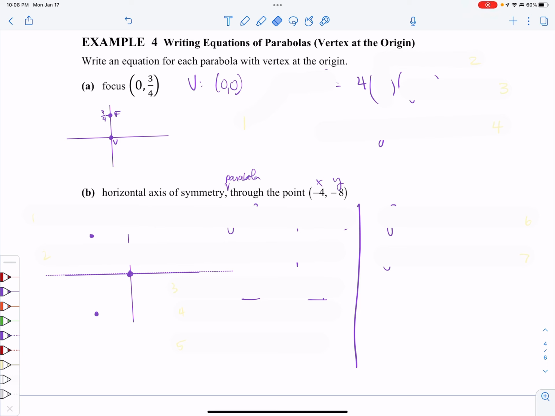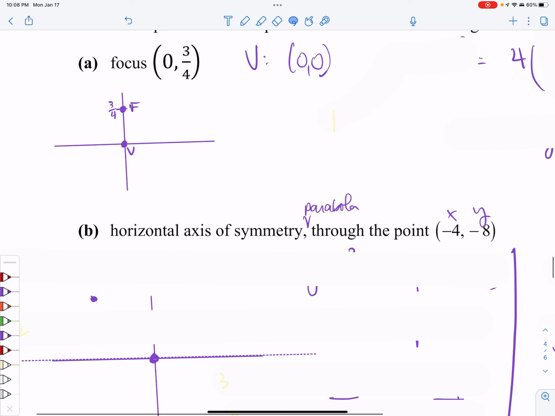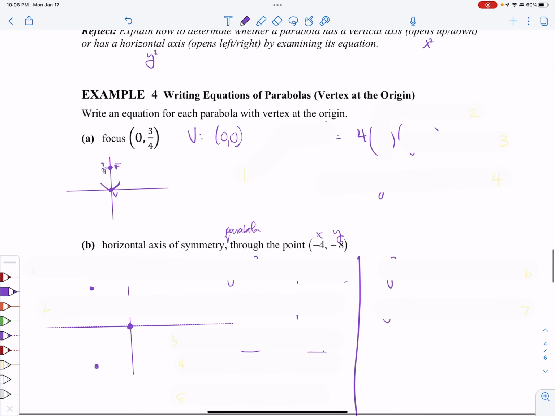I was told that my vertex is at the origin, and I was also told that my focus is at the coordinate 0, 3/4. The minute I draw this picture, I automatically can tell that this is going to be a concave up parabola. I can automatically tell that just by the picture. I can also tell what my p-value is. My p-value is going to be 3/4. So just drawing the picture spells that out quite clearly.